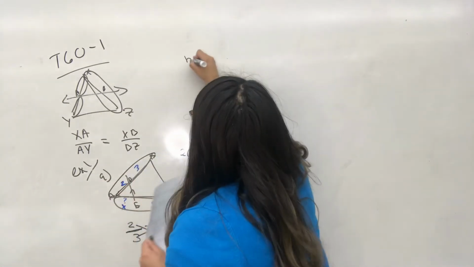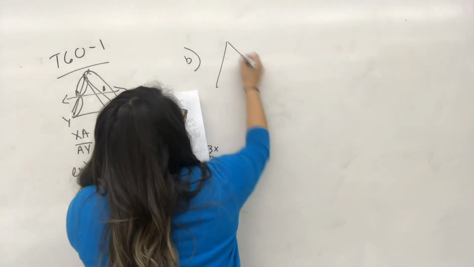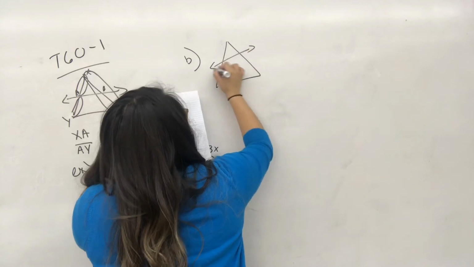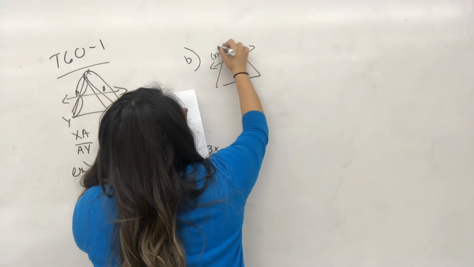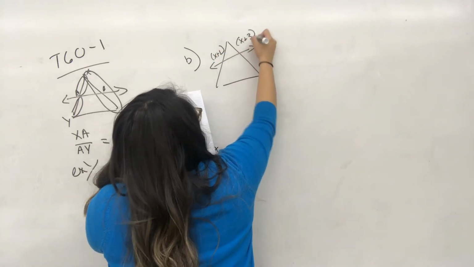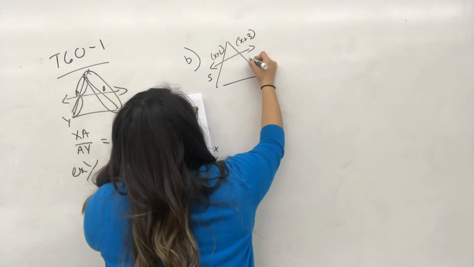Second one is you're finding B. So we have a shape. Again, it's similar. So it looks like this. There's a line here. This is X plus 1. This is X plus 3. Here is 5. And this is 10.